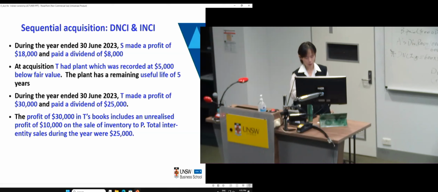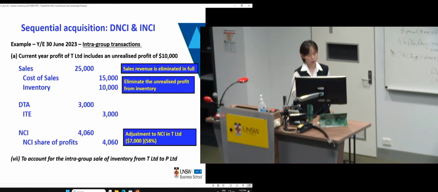But this is not going to change our answer, as long as it's an intergroup transaction. Now, the important information here is it is included in T's books. There is an unrealized profit resulting from this intergroup transfer of items. Now, the unrealized profit is 10,000 before tax. I will make it very clear in the exam question whether it is before-tax profit, so you don't need to make any assumption. So these profits are before tax. They remain unrealized and therefore need to be eliminated.